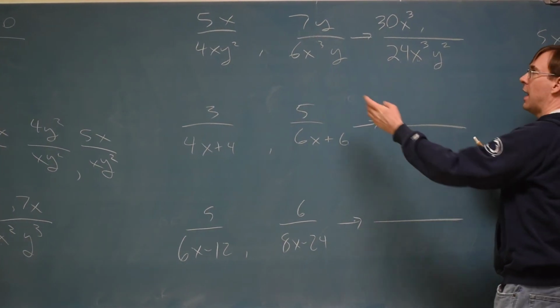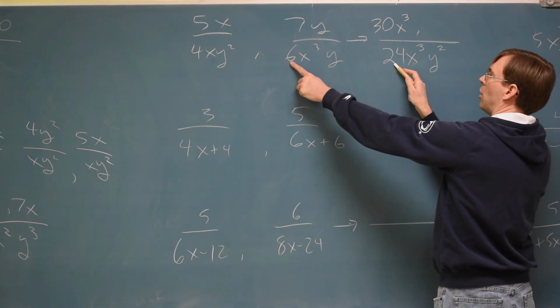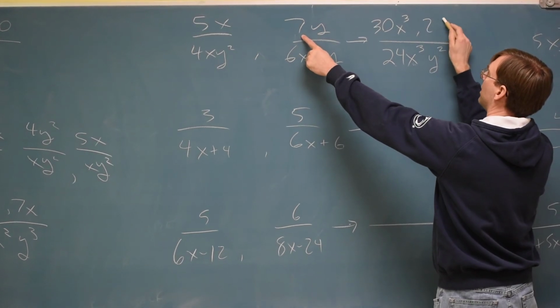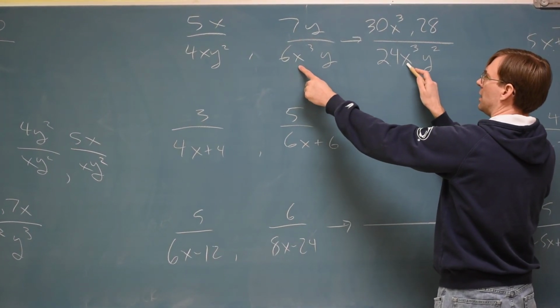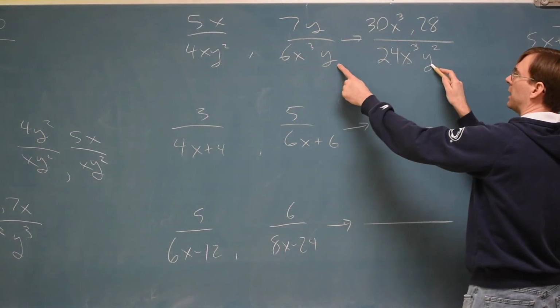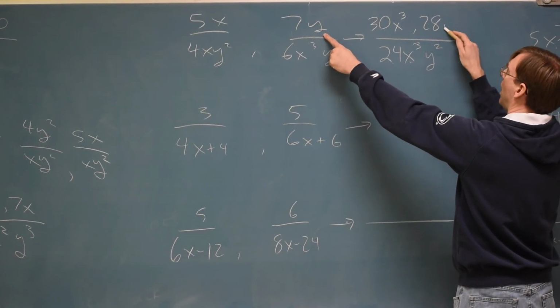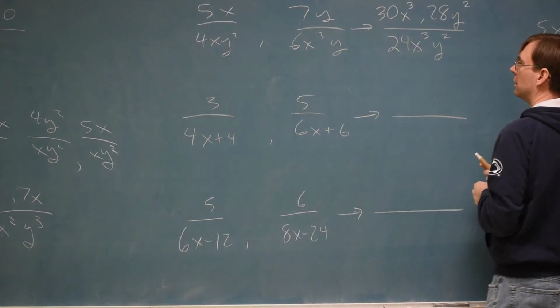And then move to the other fraction. This 6 multiplied by 4, so 7 times 4. The x's were good, but we picked up a new y. So on top, pick up another y, and we're y squared.